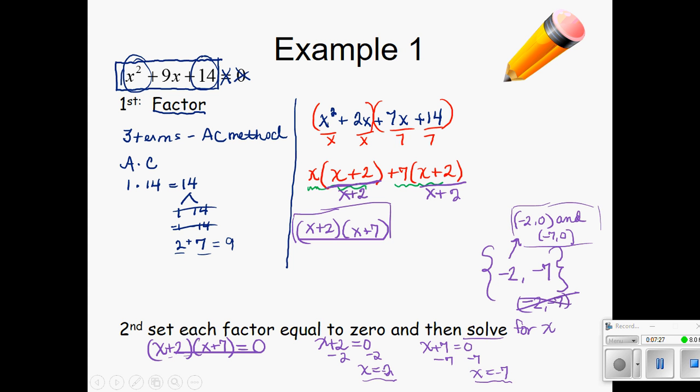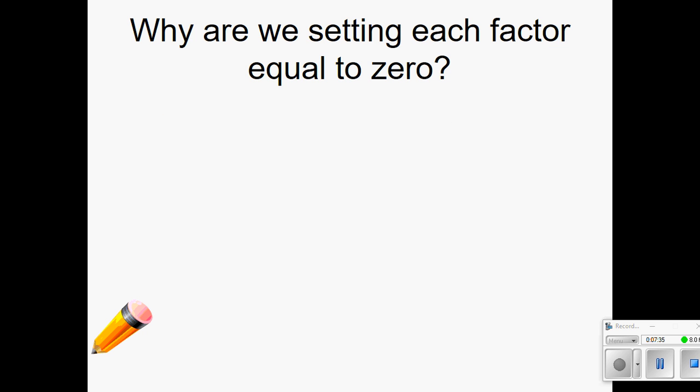But what we did was we factored, and then we took each factor and we set them to 0. So we brought the equal 0 back. So why are we setting each factor equal to 0? It's a really good question. Thanks for asking. I'm just kidding.